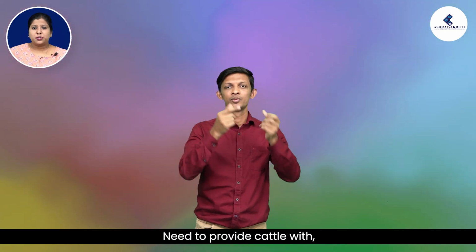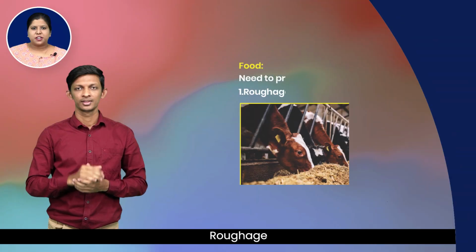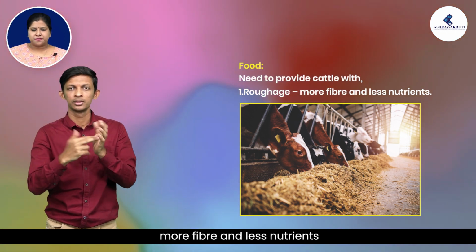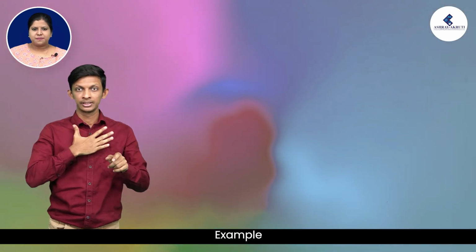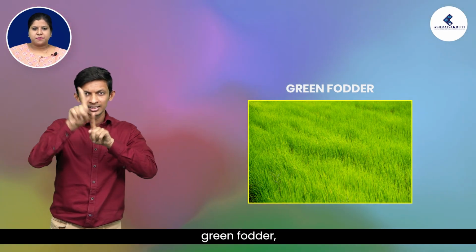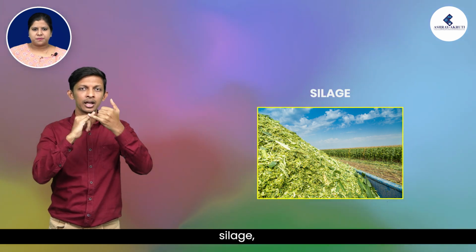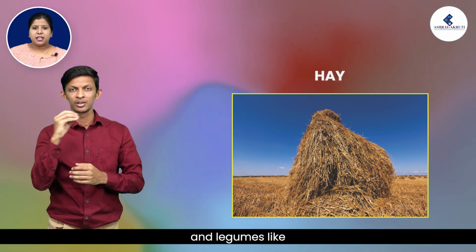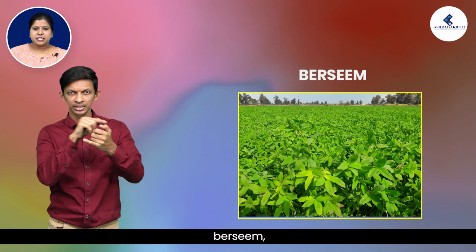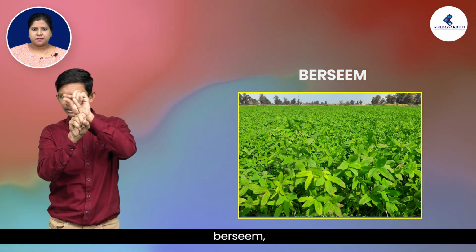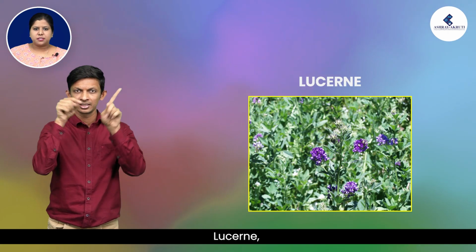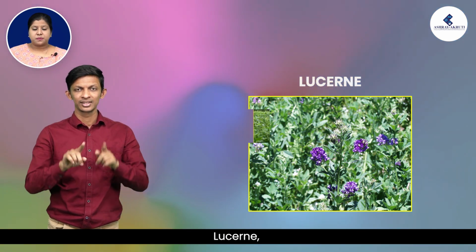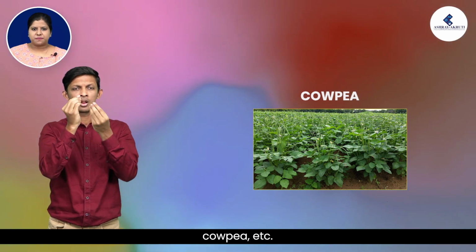Food. Need to provide cattle with roughage, more fiber and less nutrients. Example, green fodder, silage, hay and legumes like berseem, Lucerne, cowpea, etc.